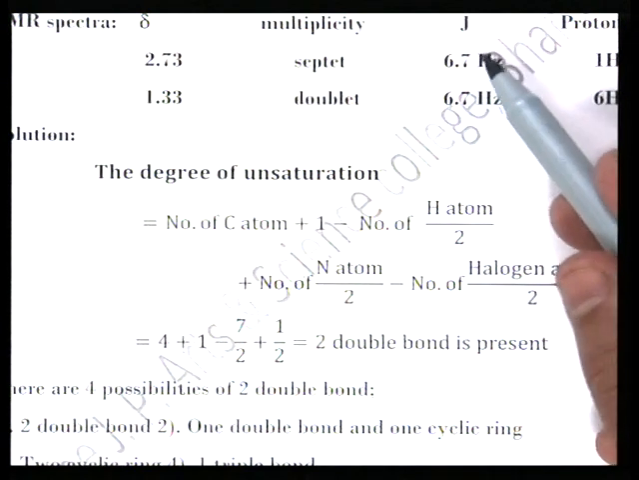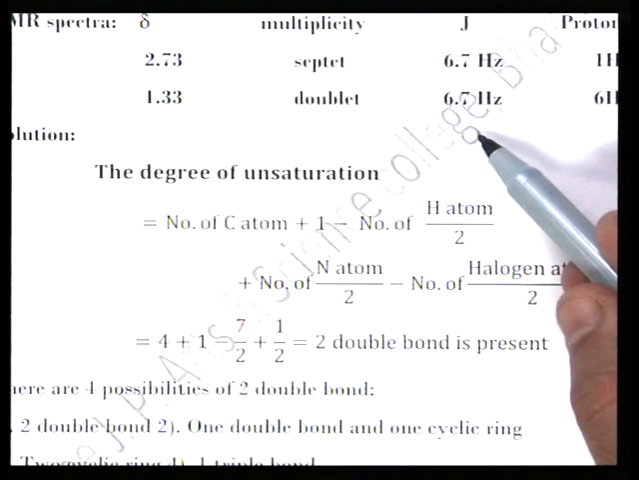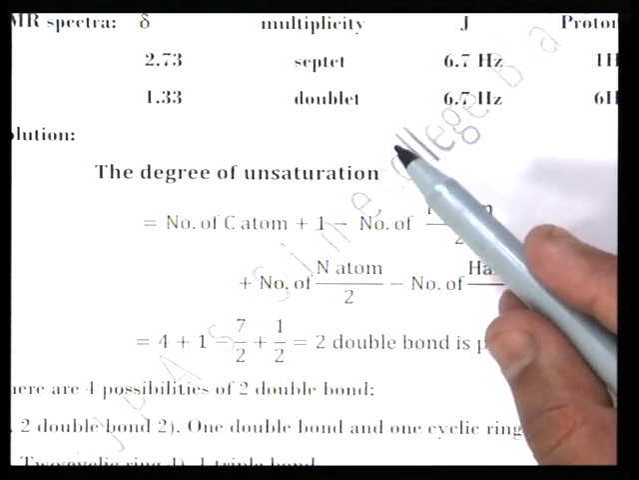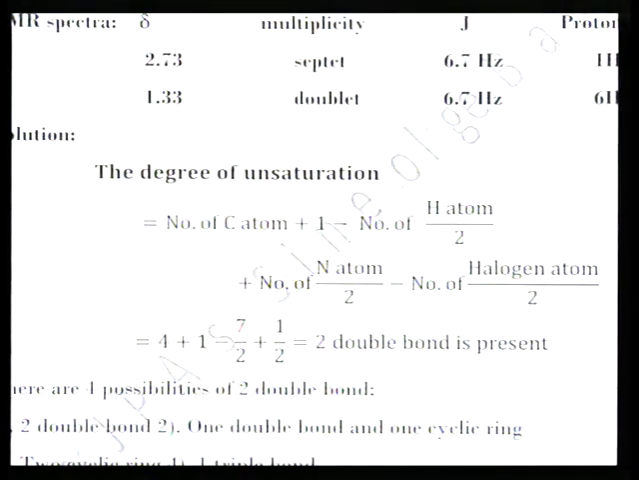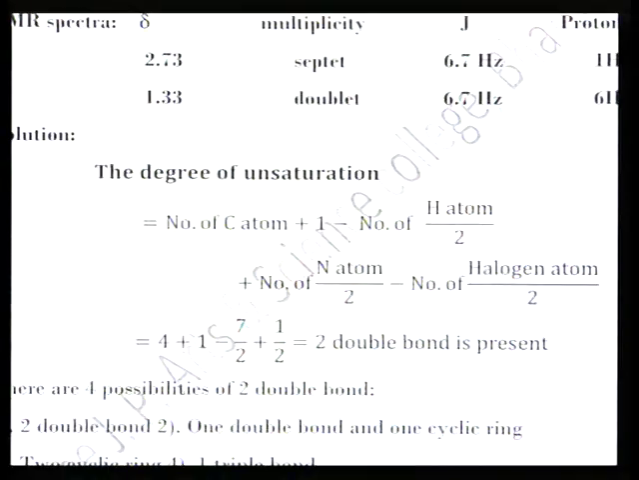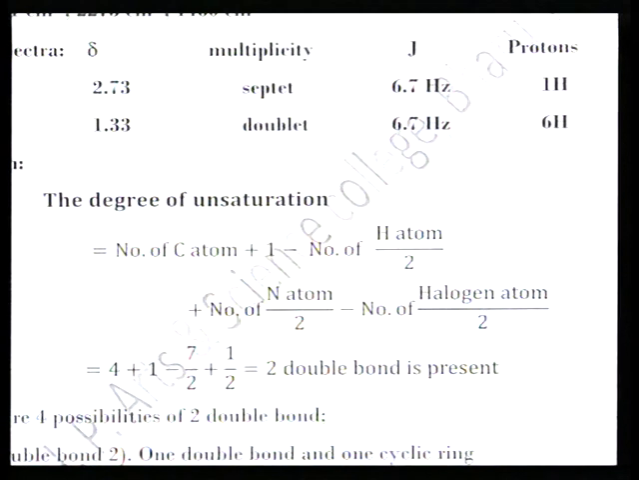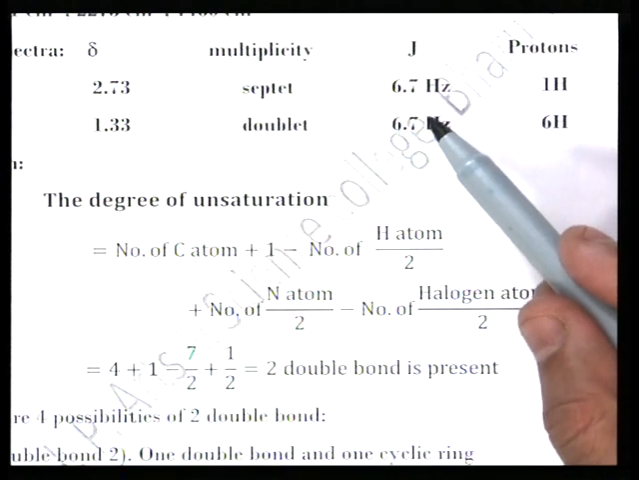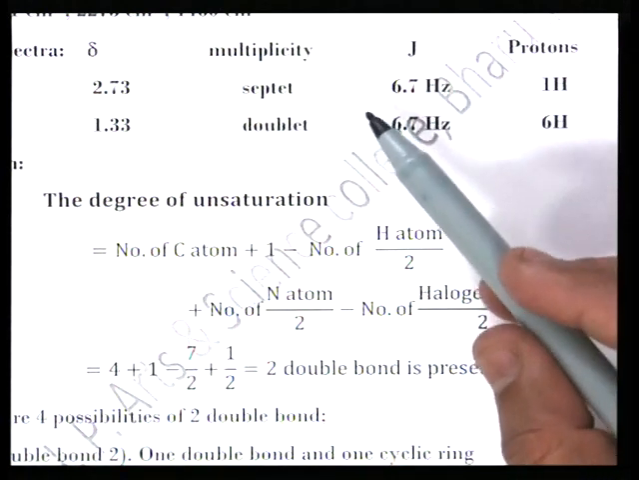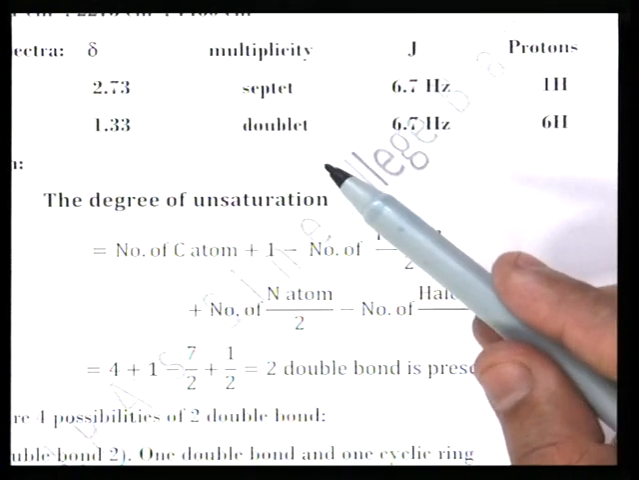The J value, the coupling constant, is identical for both signals, so they are probably neighboring protons coupled with each other. That is why a septet-doublet combination is identified, with a proton ratio of 6:1. One proton means a CH group is present, and 6 equivalent protons means 2 methyl groups are present. From the identical J value we can conclude that they are coupling with each other and hence are neighboring protons. So the septet-doublet combination identifies the presence of an isopropyl group.